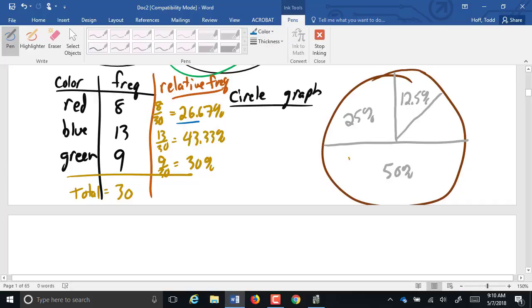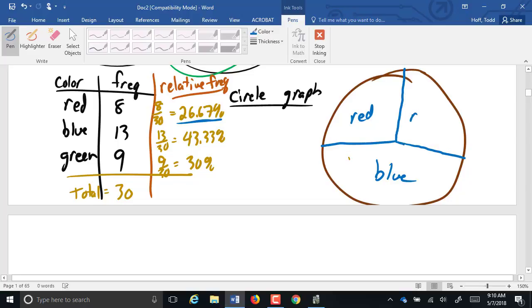We can keep slicing if we wanted to, but let's look at this. We see here 26.67 is just a little bit more than 25%. That's red. 43 is a little bit less. That's about 6 less than 50. So that would be half of one of these quarter slices. One of those quarter slices is 6.25. So this down here is going to be the blue. What's left is the green.